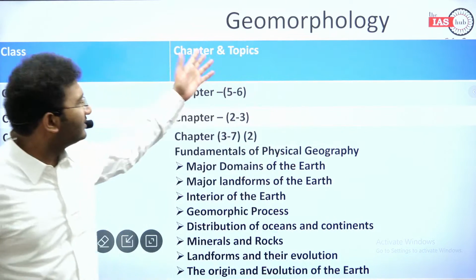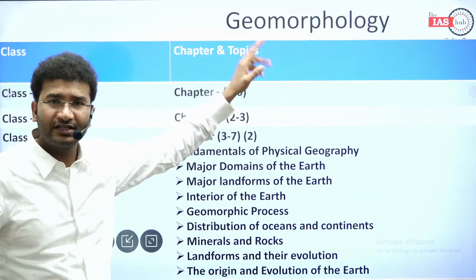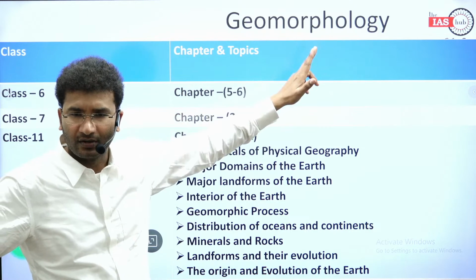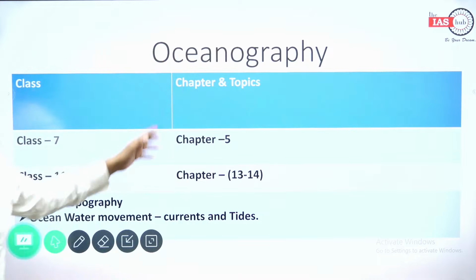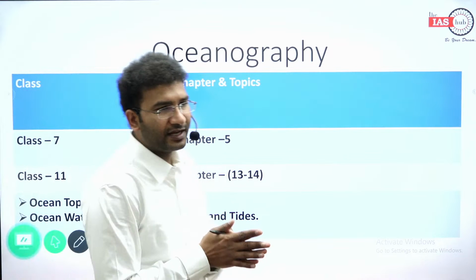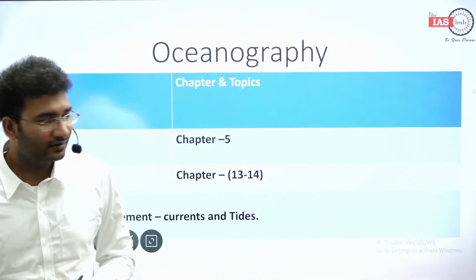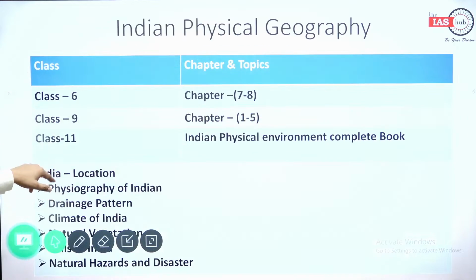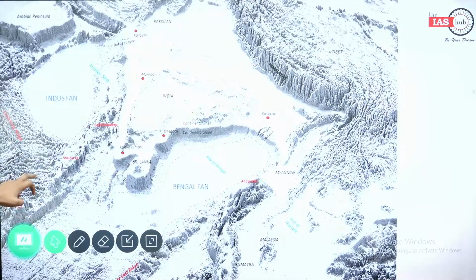So these are the chapters which you have to read from class 6, class 7, class 11 when you are reading geomorphology. So read geomorphology once at a go. And you have climatology also. I have the entire list waiting for you, right? So before I give this list, you should make sure to answer the questions that I am going to ask you. Only then I would be enthusiastic and charged enough to give this content to you, right?